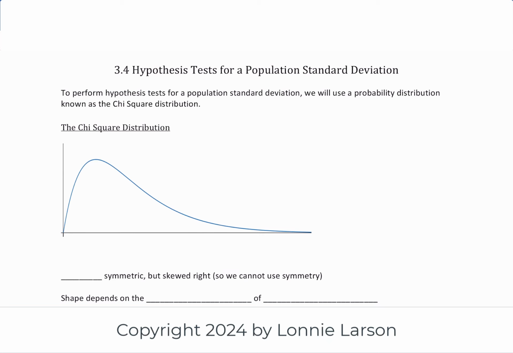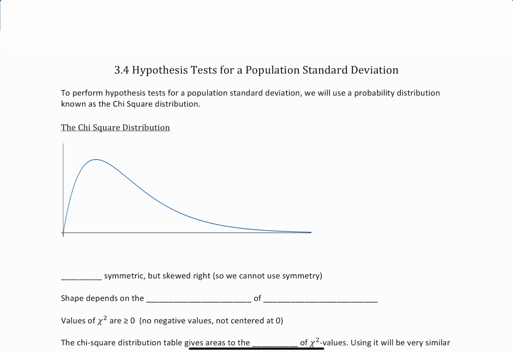Hi everybody. We're going to do one more type of hypothesis test in this section, specifically hypothesis tests for population standard deviation. Now to do this type of hypothesis test, we need to use yet another type of probability distribution. This one is known as the chi-square distribution. So let's start out by talking about that.